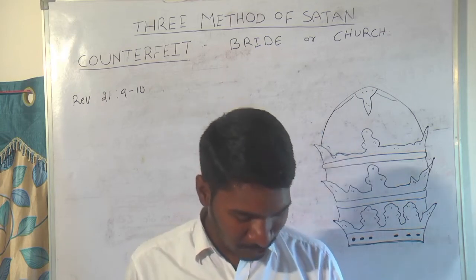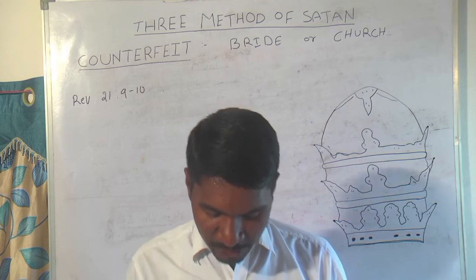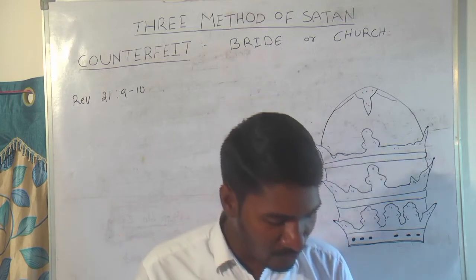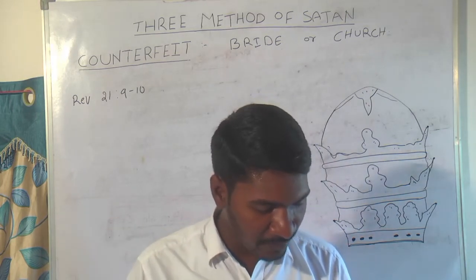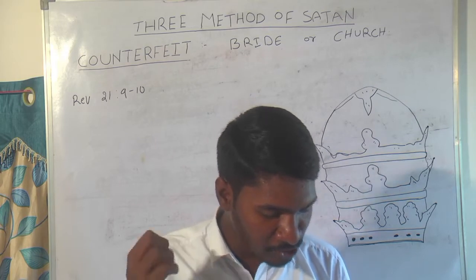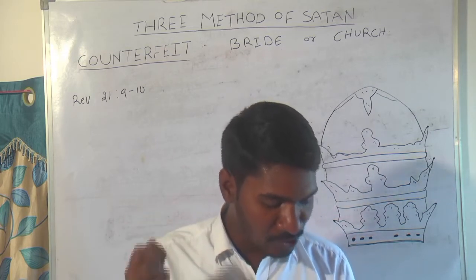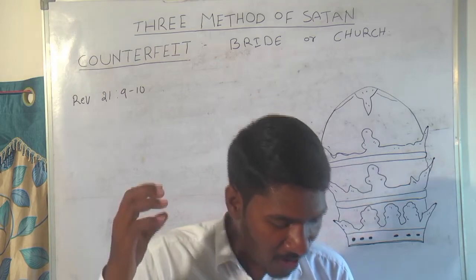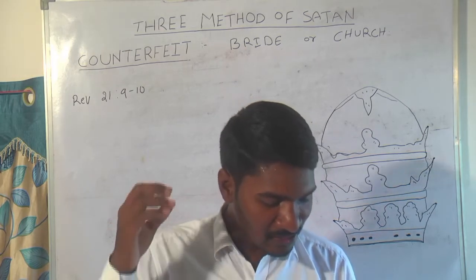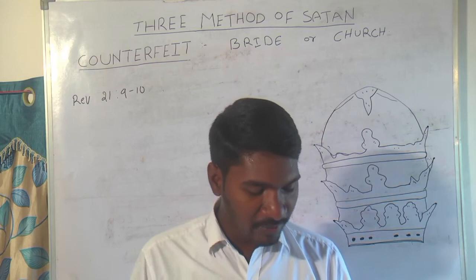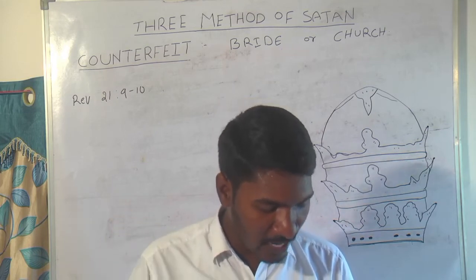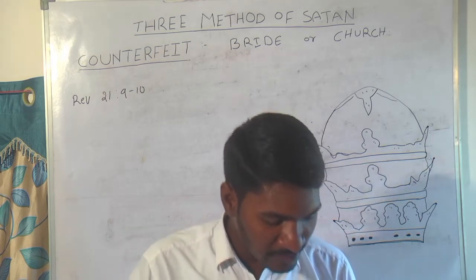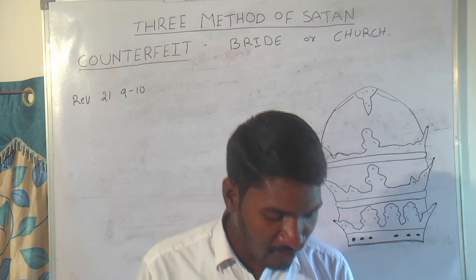The book of Revelation chapter 21 verses 9 and 10 says, "And there came unto me one of the seven angels, which had the seven vials full of the seven last plagues, and talked with me, saying, Come hither, I will show thee the bride, the Lamb's wife. And he carried me away in the spirit to a great and high mountain, and showed me the great city, the holy Jerusalem, descending out of heaven from God."